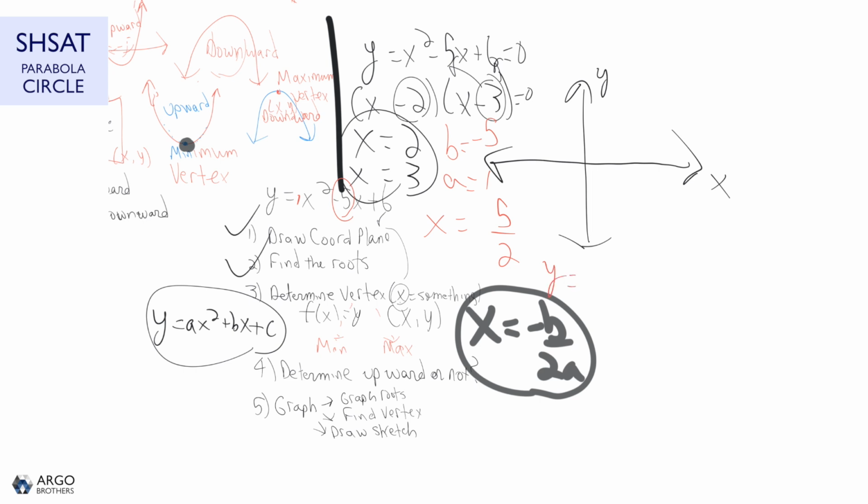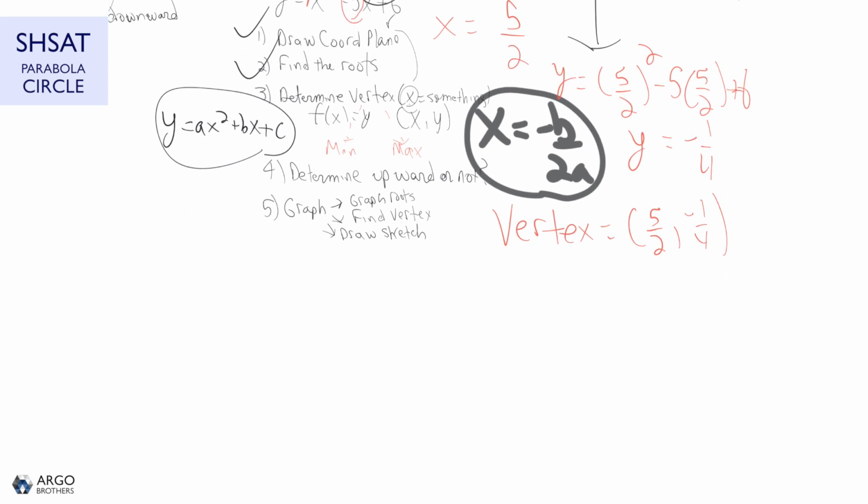Y equals 5 over 2 squared minus 5 times 5 over 2 plus 6. And so what does that equal? Once you do the math, you'll get that y equals negative 1/4. So our vertex now is x comma y, or 5 over 2 comma negative 1 over 4. Okay, so let me write all the things that we have. The roots are x equals 3 and x equals 2. The vertex is 5 over 2 and negative 1 over 4.